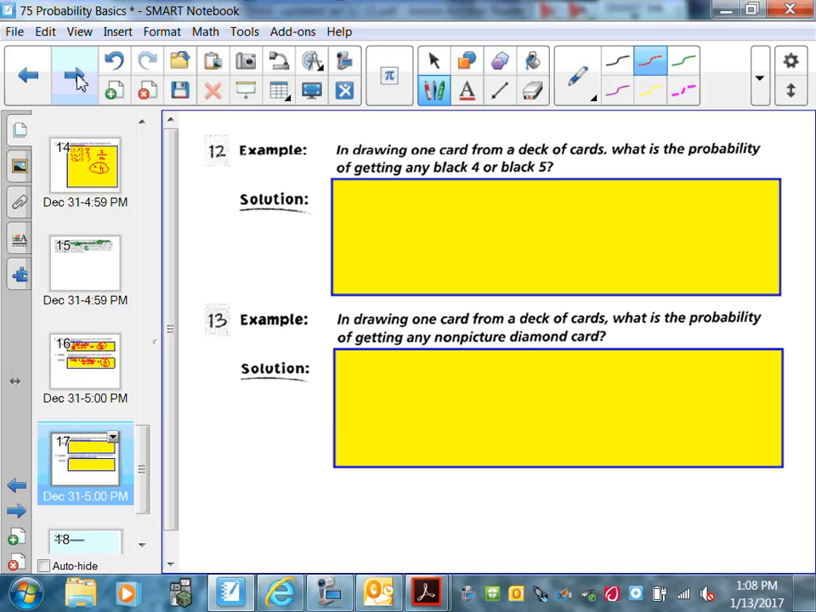Alright, in drawing a card from a deck of cards, what's the probability of getting any black 4 or black 5? How many black 4s are there? There are 2 black 4s, and 2 black 5s, right? A spade and a club. So, in other words, there are 4 black 4s and 5s put together, divided by 52, which would be 1 out of 13. Only a 4 or a 5.